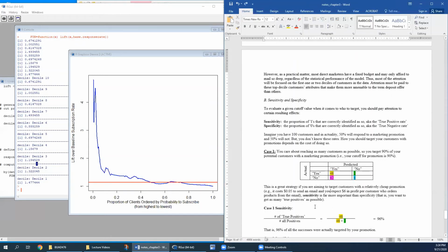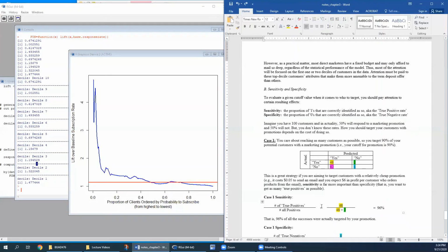So we want to evaluate the effectiveness of this campaign. This strategy of targeting a huge proportion, 90%, is a great strategy if we are trying to target customers with a relatively cheap promotion. Maybe it only costs 5 cents to send an email and we expect a huge profit margin per customer. In this case, sensitivity is far more important than specificity. So we want to have a situation in which the sensitivity percentage is higher than the specificity percentage.